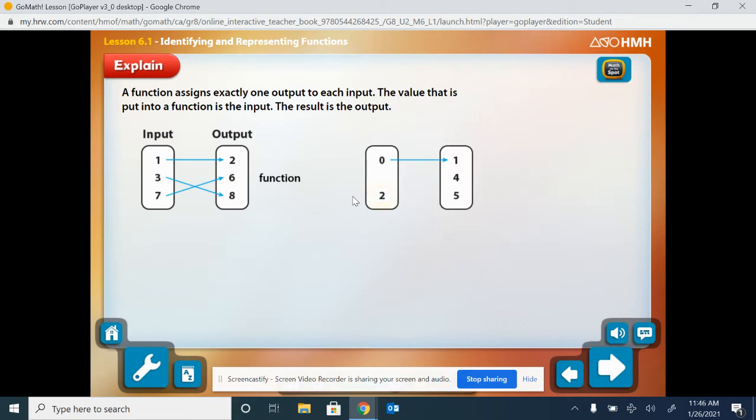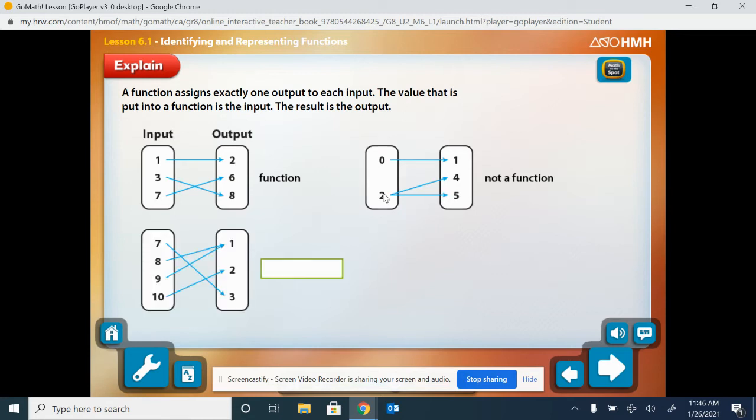Let's look at another example. The input 2 has how many outputs? The input 2 has more than one output value. Since there is more than one output value, the relationship between the input value 2 and the output values 4 and 5 is not a function. Now it's your turn. Determine whether each set of input and output values is a function.